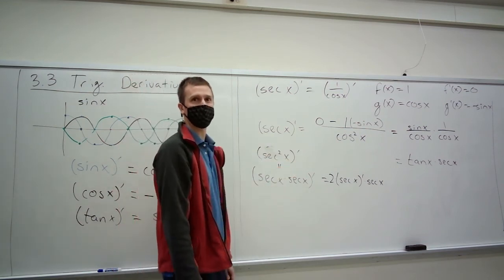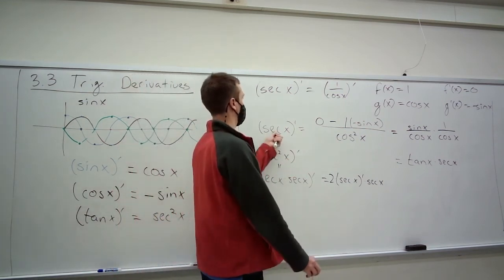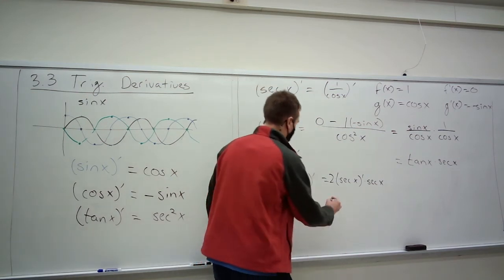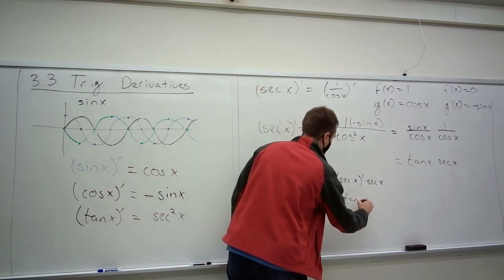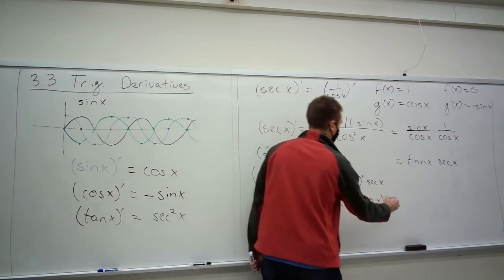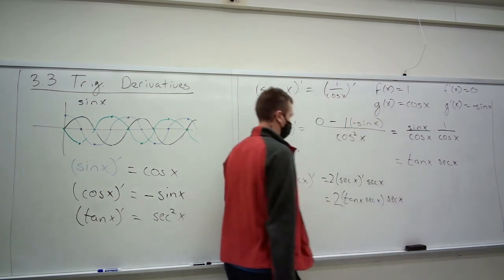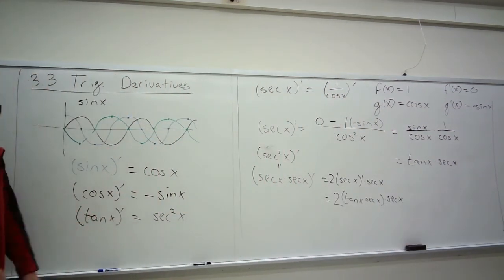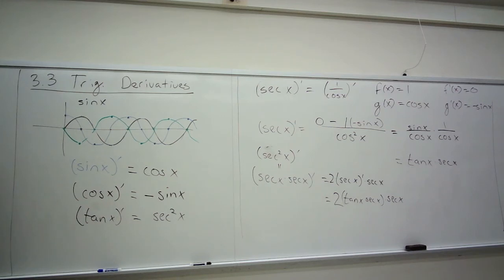We just found the derivative of secant of x, right? Tangent secant of x. 2 tangent of x, secant of x. That's the derivative times secant of x. Tangent times secant squared. Can we simplify that at all? Maybe. But long story short, it does not wrap back around.